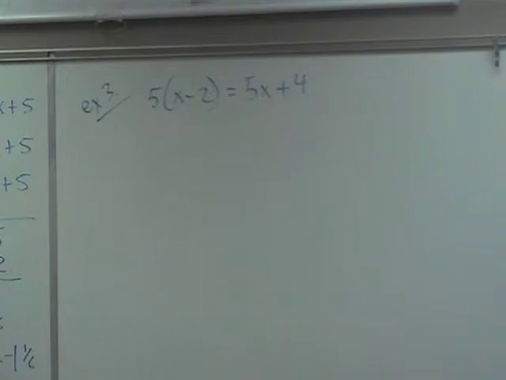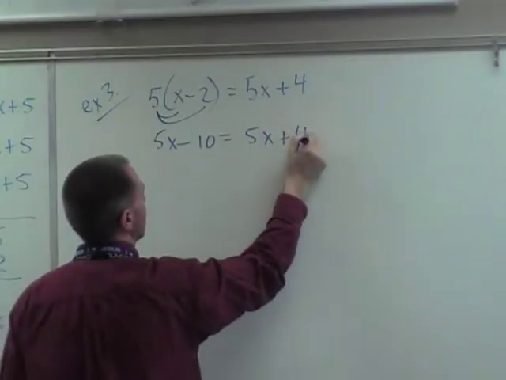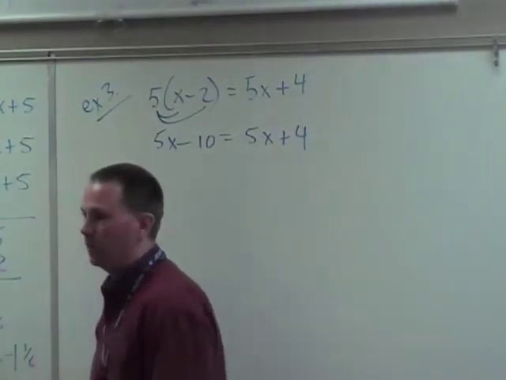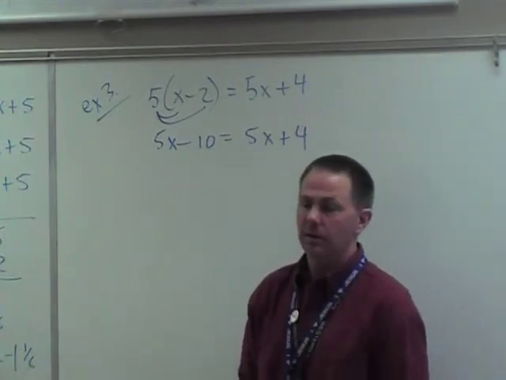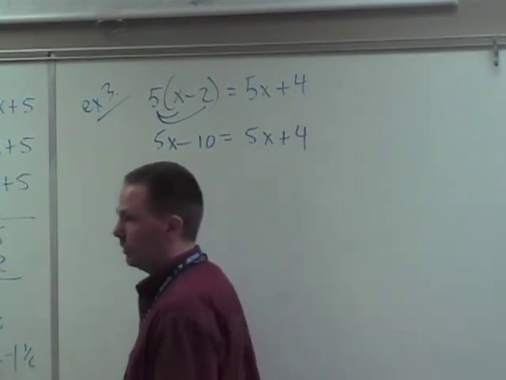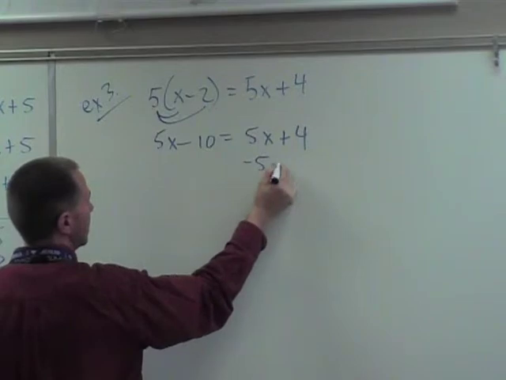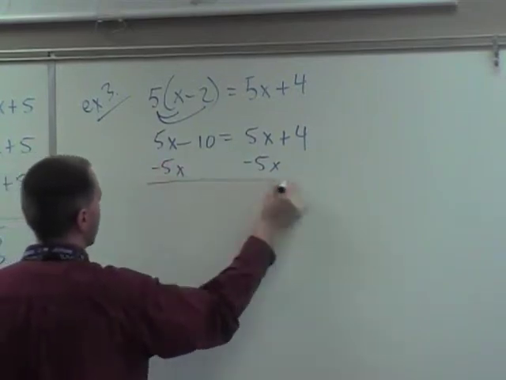Alright, let me relieve you before you make mistakes. Everybody got this part, 5x minus 10 equals 5x plus 4. And you either got this next step right or you made some mistakes. I need to move my x term to one side. So I'm going to move this one to the left. I could have done the other one.